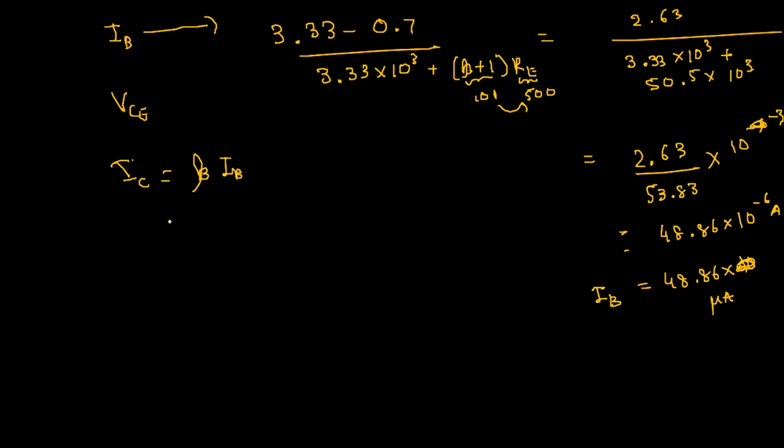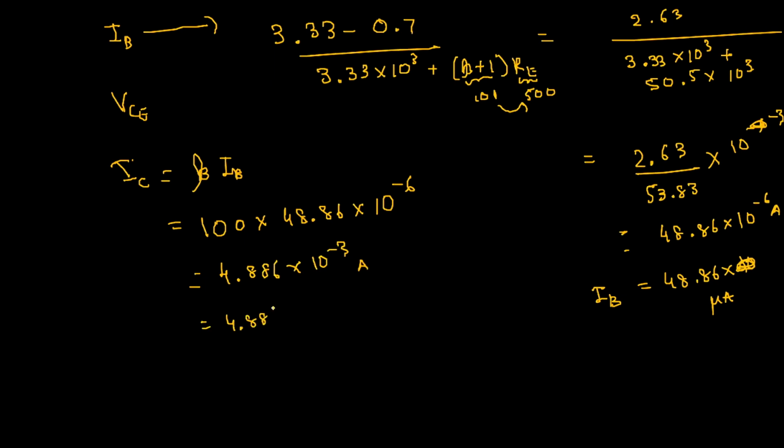We are given that the value of beta is 100. So 100 into 48.86 into 10 to the power minus 6 gives us 4.886 into 10 to the power minus 3 ampere, or 4.886 milliampere. So this is our value of IC.